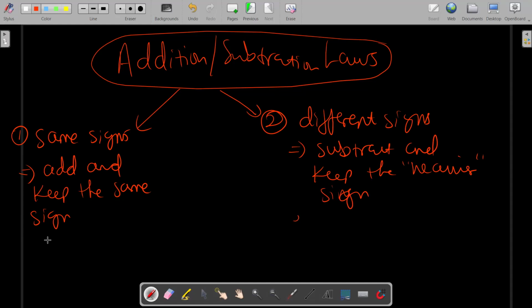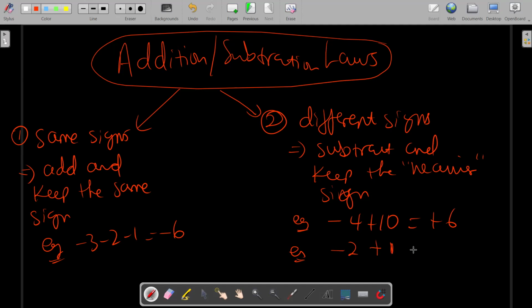Example, minus 3, minus 2, minus 1, add up everything, keep the same sign, minus 6. Alright, example here, minus 4 plus 10, different signs, you're going to subtract and keep the bigger sign, so that's plus 6. Example again, minus 2 plus 1 minus 1. And last example, right? 4 take away 9, different signs, yes. Subtract and keep the bigger sign. 9 take away 4 is 5, negative 5, right?